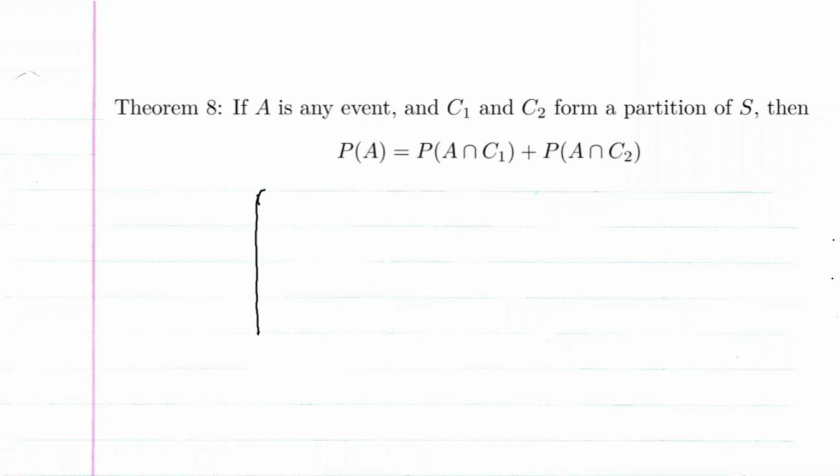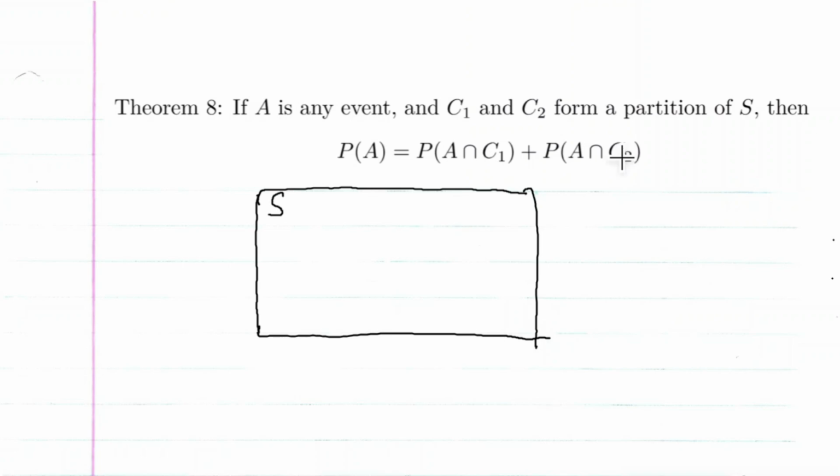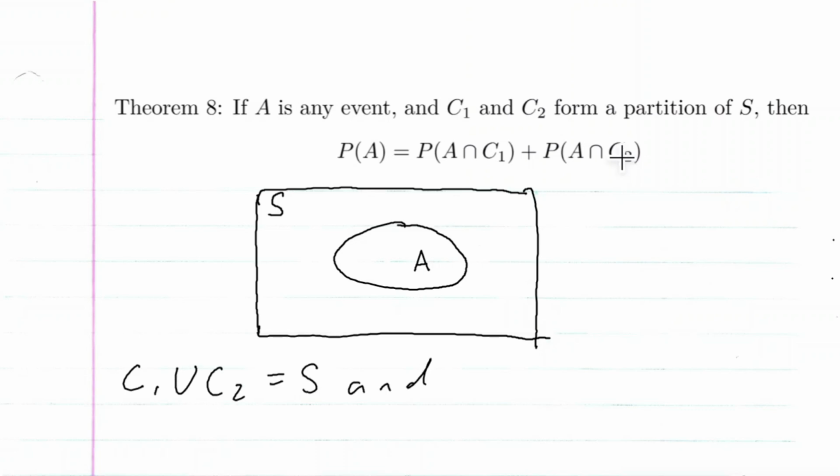So here we go. Okay. So this is our sample space, and we're going to have an event A here. All right. So when it says that C sub 1 and C sub 2 form a partition of S, that means that the union, C sub 1 union C sub 2, is equal to S, and their intersection is 0. C sub 1 intersection C sub 2 equals the empty set, okay?